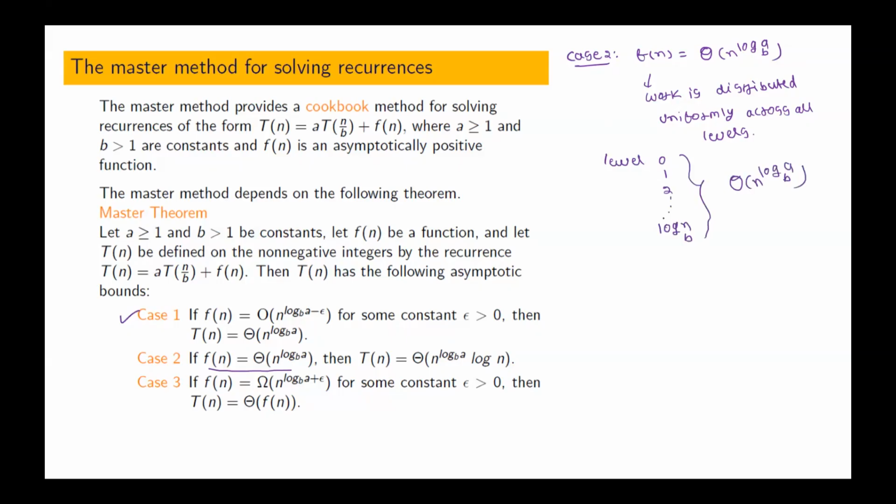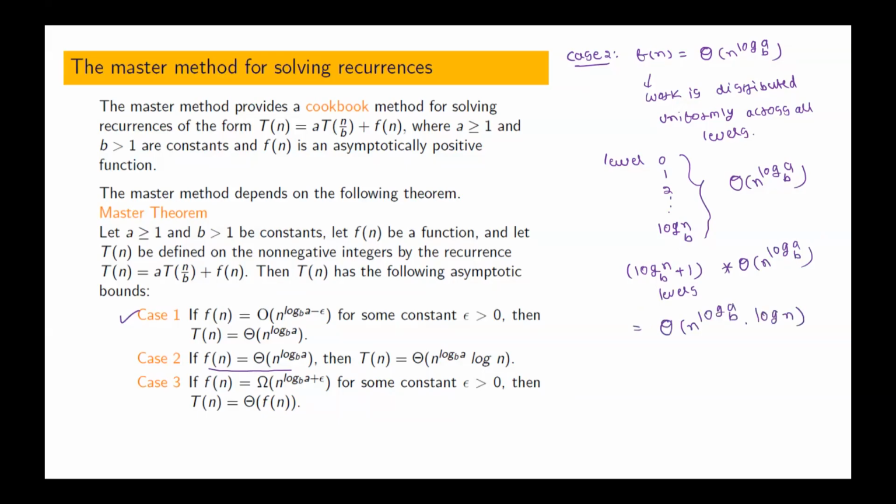How many levels do we have? Log n base b plus 1. 1 to log n base b means log n base b, and level 0 is extra, so 1 plus log n base b levels. This many levels, and each level is theta of n power log a base b. Then what is the total order of growth? It becomes theta of n power log a base b into log n.